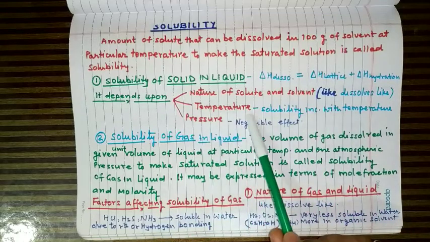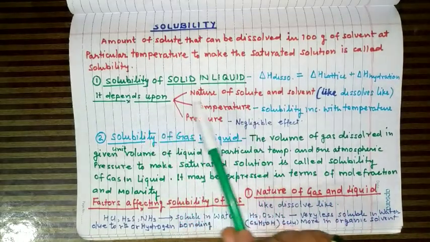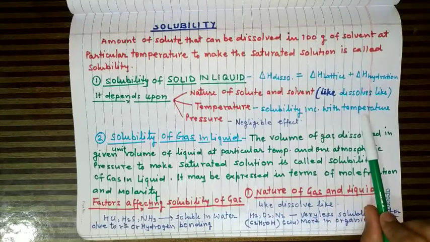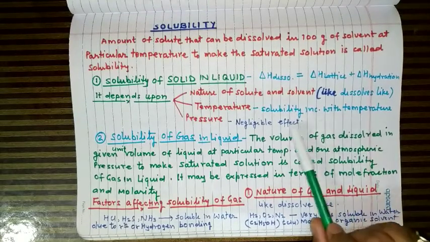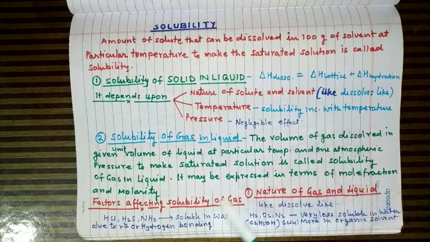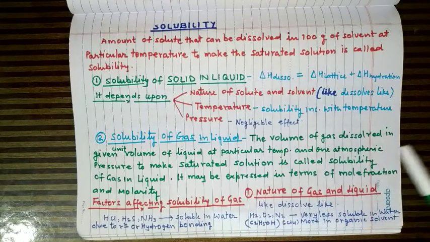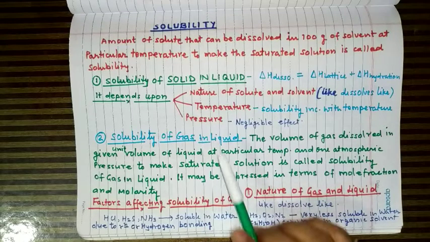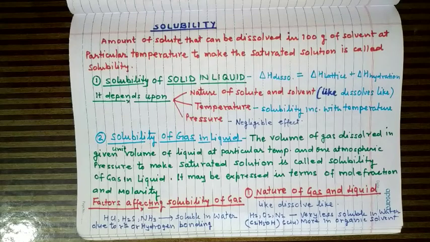Another factor is temperature. In case of solid in liquid, solubility increases with temperature, but in some cases solubility decreases with temperature, as in cerium sulfate, and some solutes exhibit abnormal, irregular behavior. When the solute in liquid is heated, solubility may first increase, then decrease, and then increase, like that. Pressure has negligible effect on the solubility of solid in liquid.